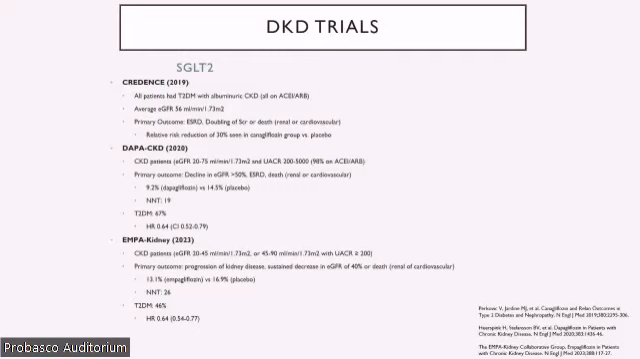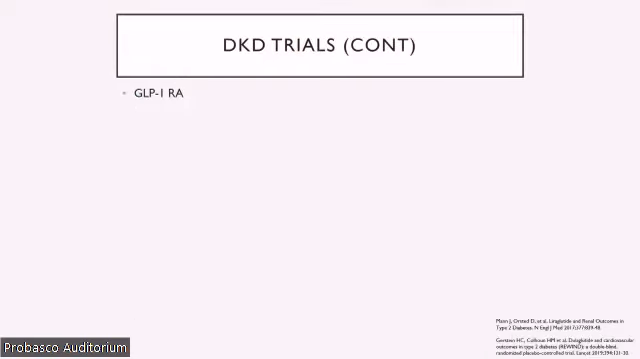And then you'll notice in CREDENCE that all of the patients were diabetic patients. And as we move to DAPA-CKD and the EMPA-KIDNEY trials, we get down to less than half of the patients being diabetic. So we're seeing these benefits overall in patients that are not diabetic with this drug class. So similar to the GLPs being used for weight loss and NASH, independent of diabetes, we're also seeing these being used for CKD.